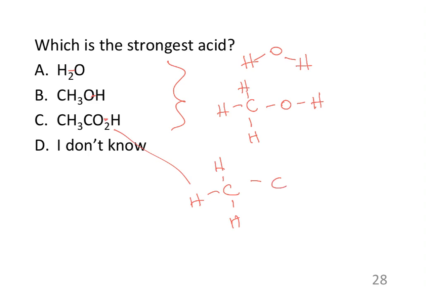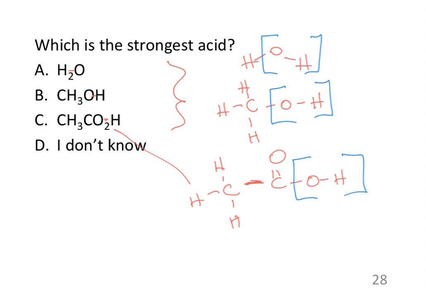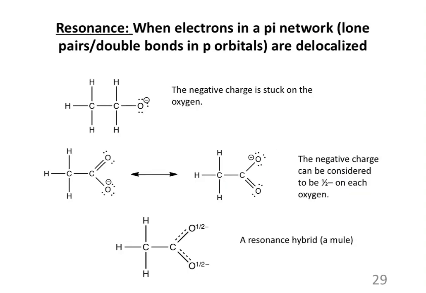See if you had to come up with some type of guess, which one might be more acidic? Look at the area or the atom that's going to be donating the hydrogen ion. Now they're all different, but which one is most acidic? It turns out this can be explained with resonance structures.